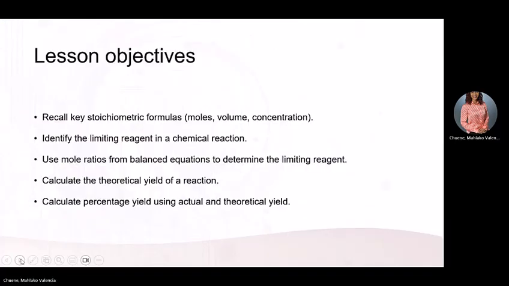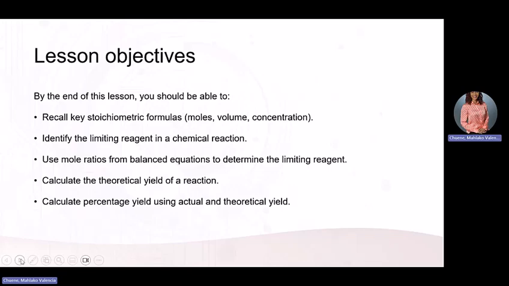Now, the lesson objectives for this is that by the end of this lesson, you should be able to recall the key stoichiometric formulas, which are those of volume, moles, and concentration. You should be able to identify the limiting reagent in a chemical reaction, use mole ratios from a balanced equation to determine the limiting reagent, calculate the theoretical yield of a reaction, as well as calculate the percentage yield using actual and theoretical yield.